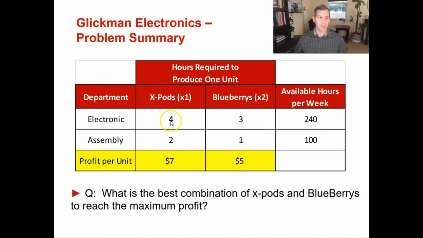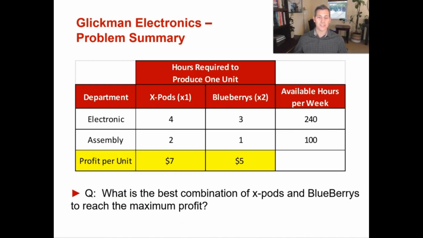In the electronic department, it takes 4 hours to produce an XPod and 3 hours to produce a blueberry. You have 240 hours available every week in the electronic area. For assembly, it takes 2 hours per XPod and 1 hour per blueberry, and you have 100 hours available per week. You make $7 worth of profit for every XPod and $5 worth of profit for every blueberry. So the question we're asking ourselves is, what is the best combination of XPods and blueberries to reach our maximum profit?